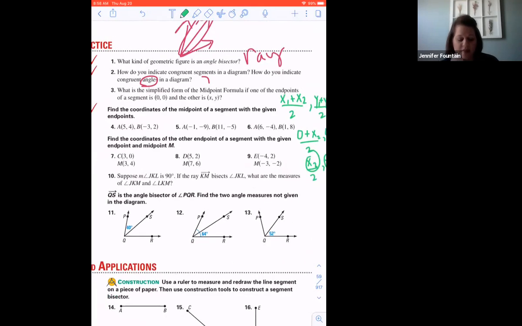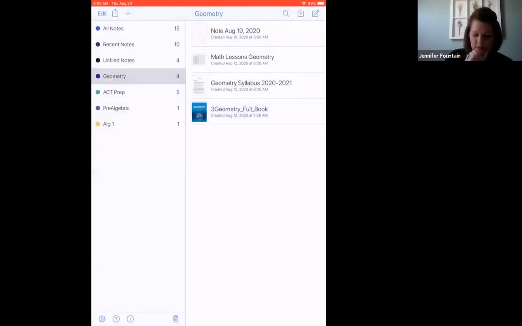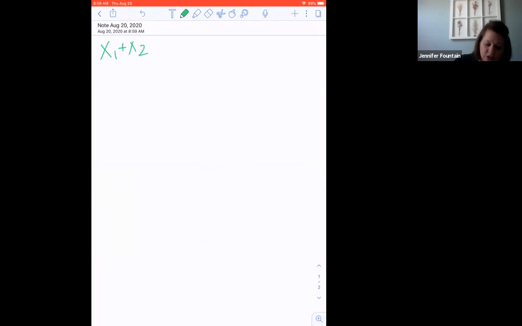Number 4 says find the coordinates of the midpoint of a segment with the given endpoints. So I'm going to start a new page. Okay, so let's take a look at this. First of all, let's think about our midpoint formula: x1 plus x2 divided by 2, y1 plus y2 divided by 2.